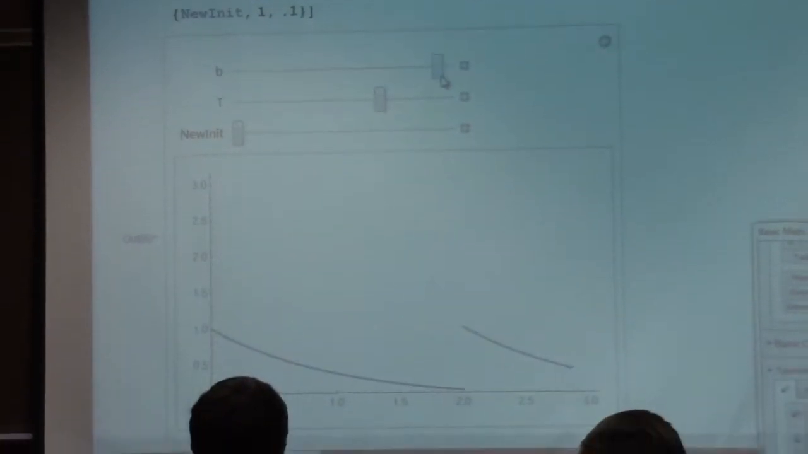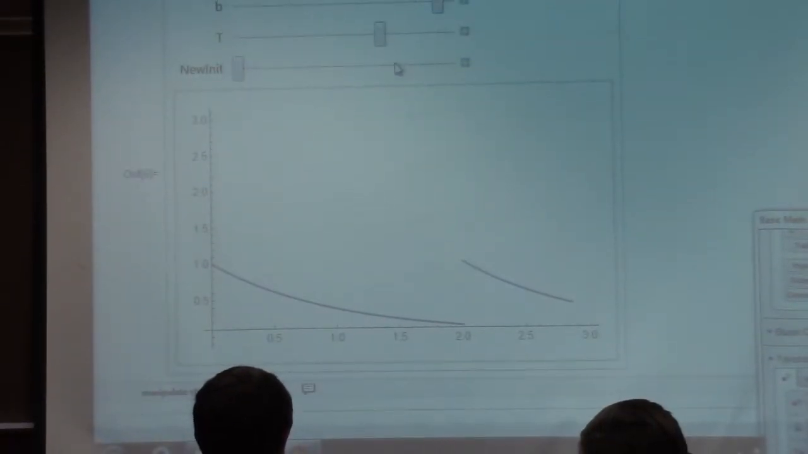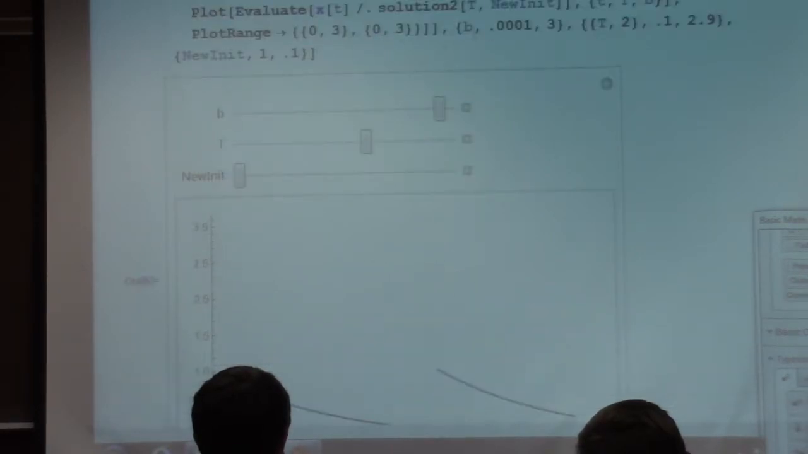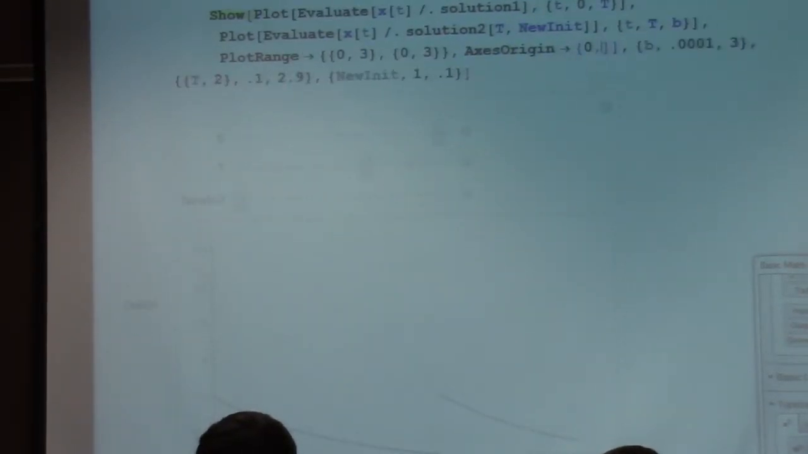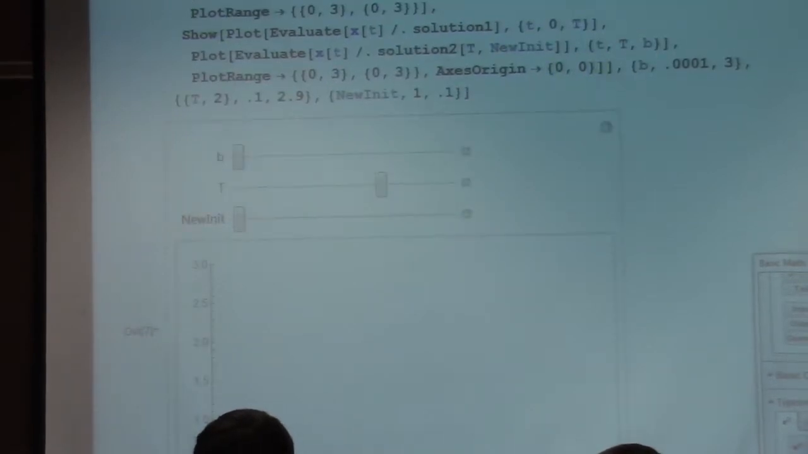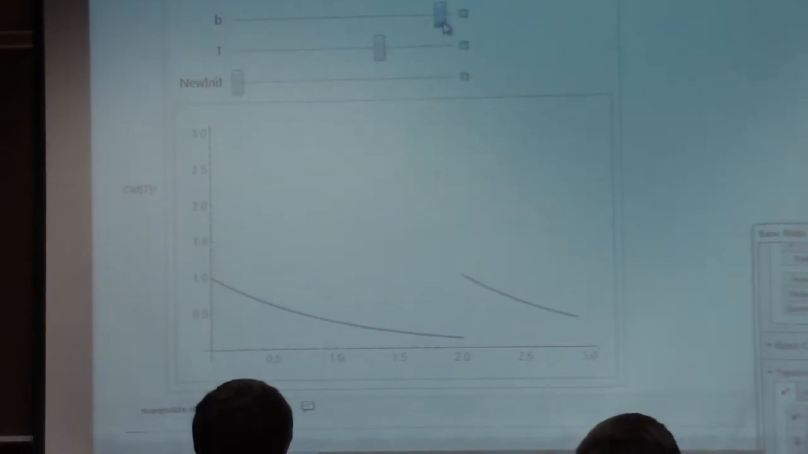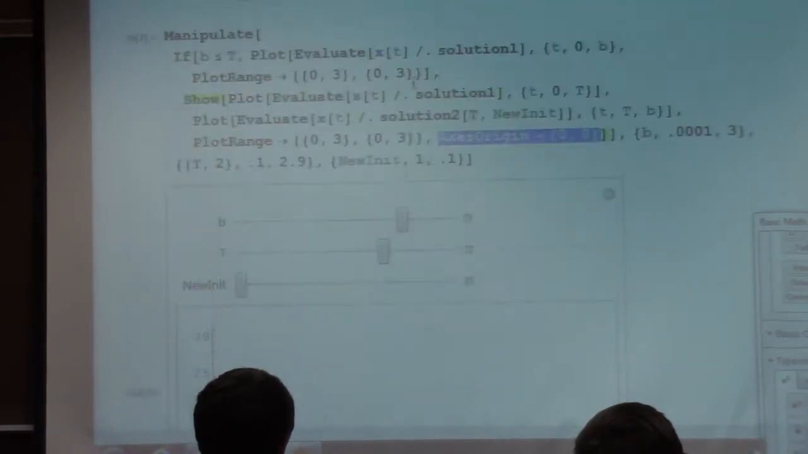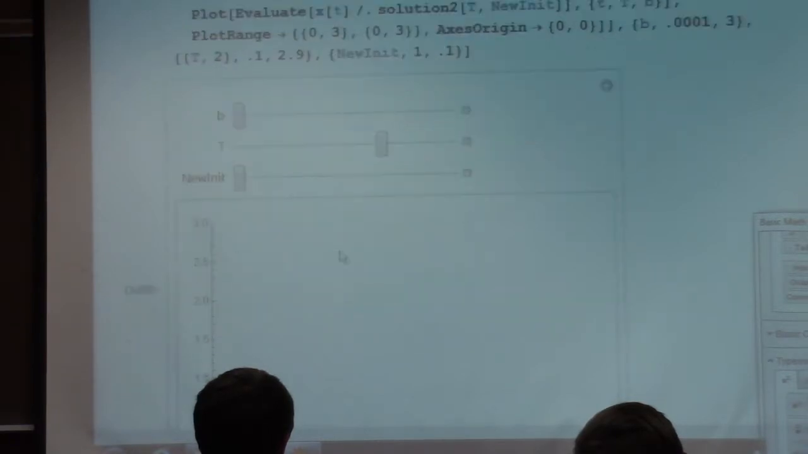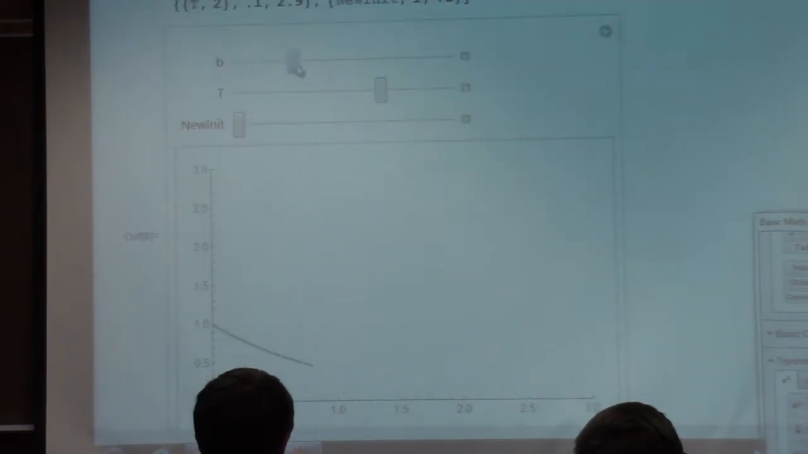There we go. Well, it did change where the origin was slightly. I don't like that, so I can fix that. Axis origin, 0, 0. That's still cheating. Maybe I need it in both spots. All right. Well, I think that basically does it here.